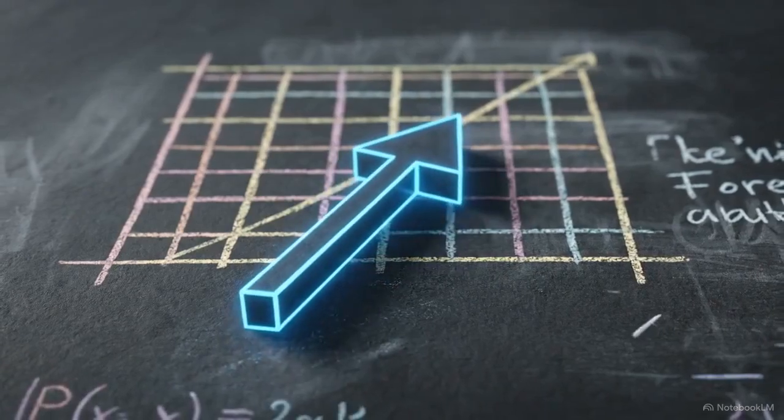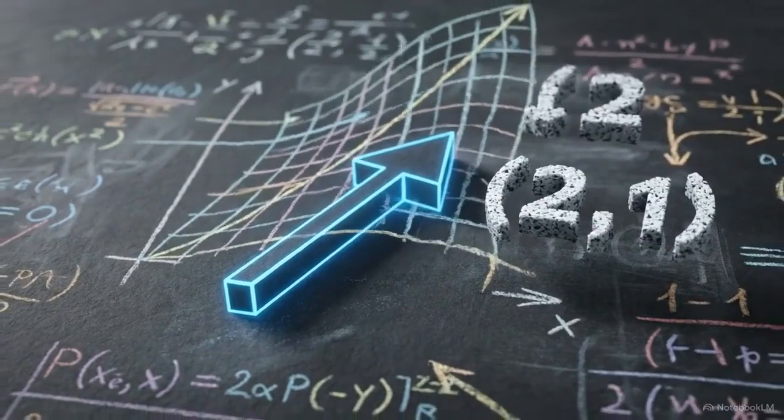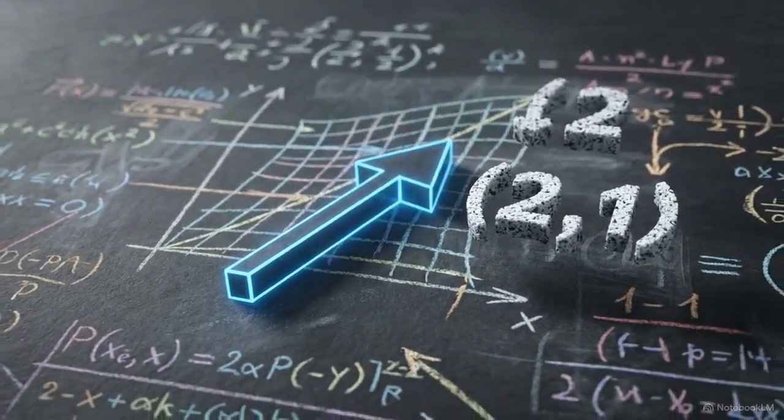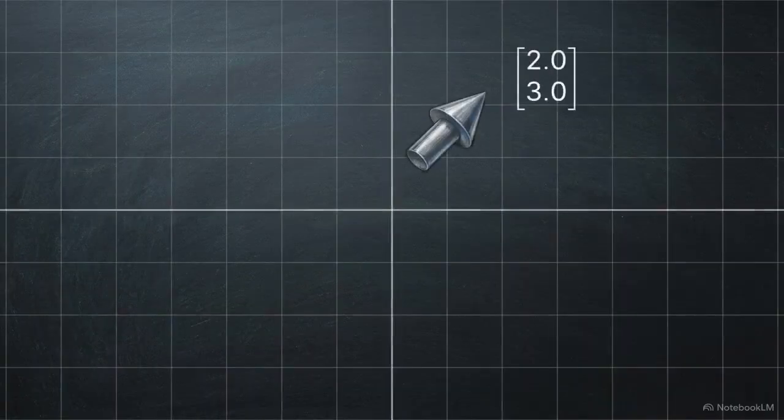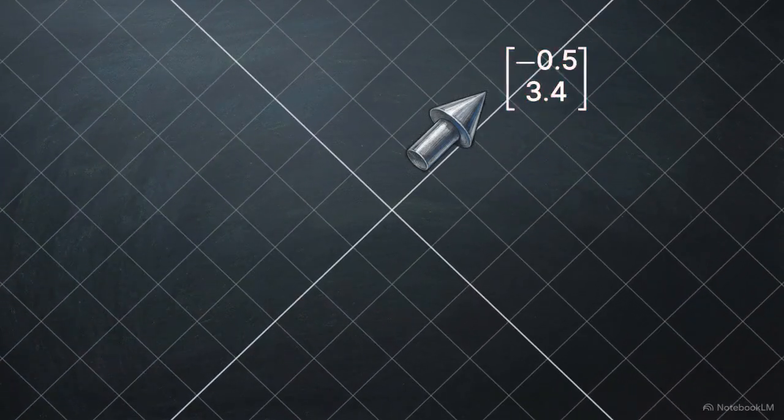Here is a single stationary vector suspended in space. Watch its numerical address. As the background grid shifts from a standard square to skewed to rotated, the vector's physical position never changes, but its coordinates rewrite themselves completely.